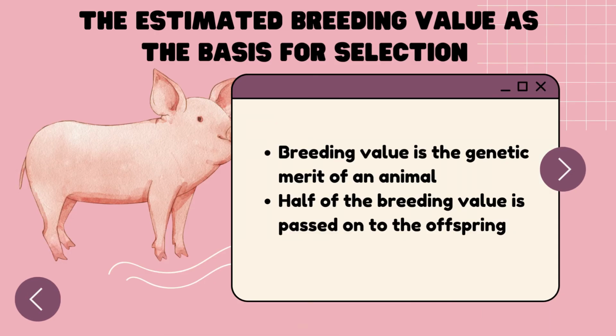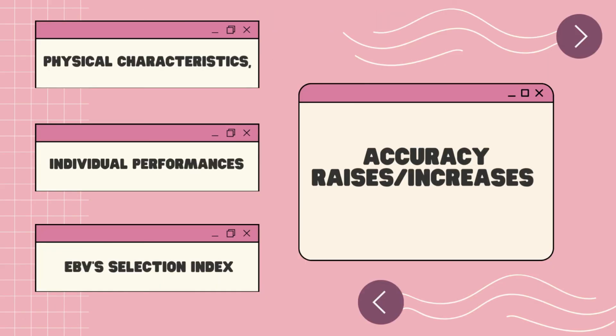The estimated breeding value is the basis for selection. Breeding value is the genetic merit of an animal. Half of the breeding value is passed on to the offspring. So we should look for superior parents that will most likely produce superior offspring. The accuracy increases for both boar and gilts. So we should look at the physical characteristics, individual performances, and the EBV, or the estimated breeding value selection index.